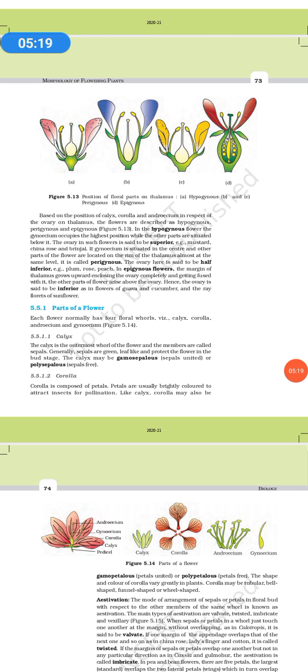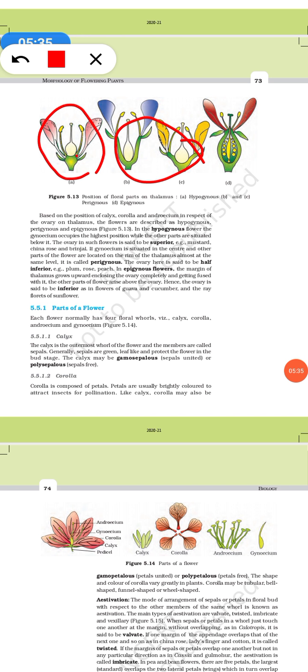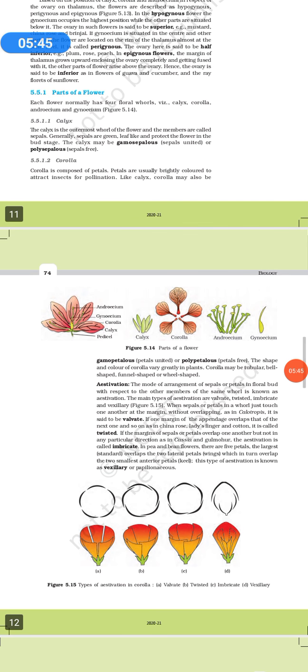So if you see here, you will have hypogynous. This is where the ovary is situated above, it is not protected. Then we have perigynous, which has both characters, and epigynous is the one where the ovary is completely protected. Okay. Next, I have already discussed with you the parts of a flower: calyx, corolla, gynoecium and androecium.